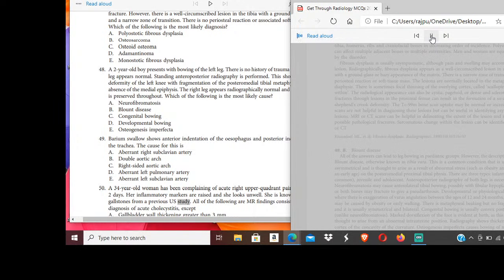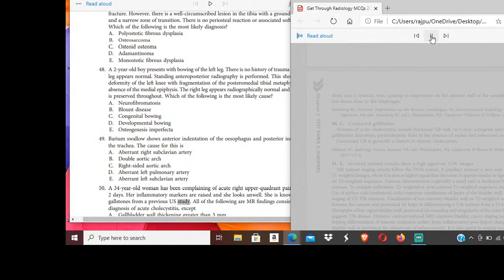Chapter 6. Test paper 3, answers. 155. Drain into a systemic vein, causing an impression on the anterior wall of the esophagus, low down close to the diaphragm. Eisenberg R.L. Extrinsic impressions on the thoracic esophagus. In Gastrointestinal Radiology, a Pattern Approach, 4th ed. Eisenberg R.L., ed. Philadelphia, PA, Lippincott Williams and Wilkins, 2003, 2742.